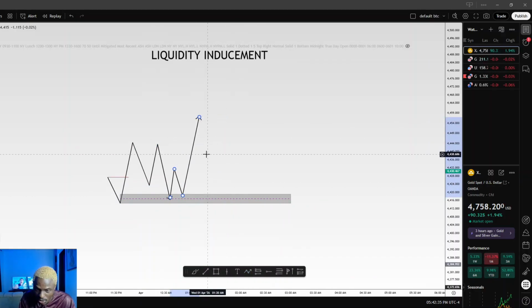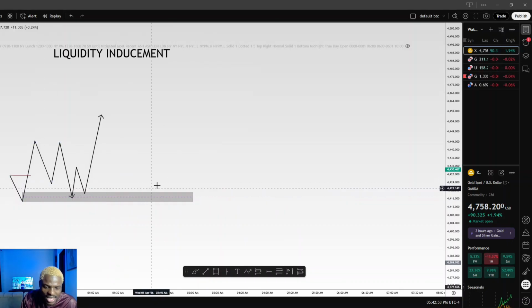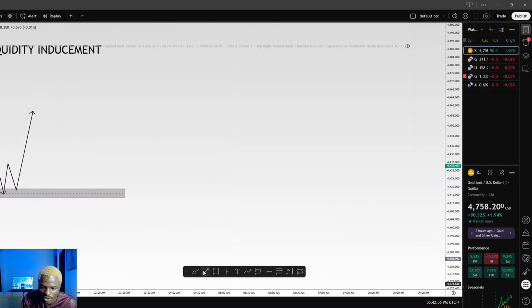So inducement is just liquidity that's close to your point of interest in the market. That's just it. When you have a point of interest, the market needs to create liquidity when moving towards that particular point of interest. So we have two types of inducement: the single inducement, which is this one, and the second one, which is the trend line inducement.